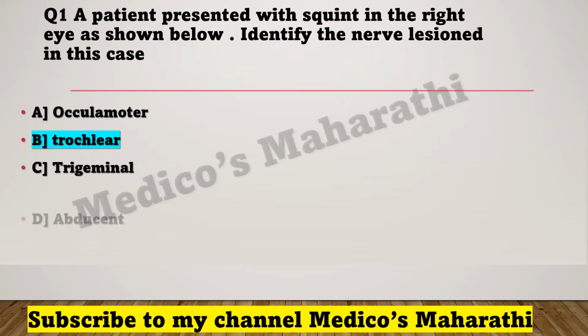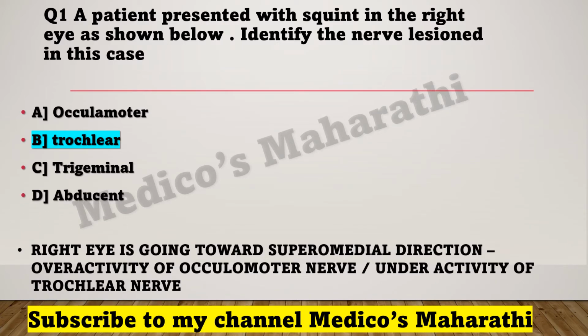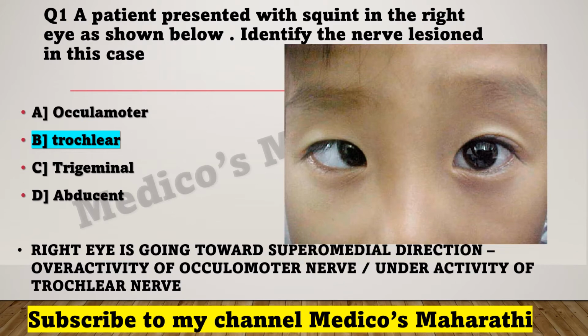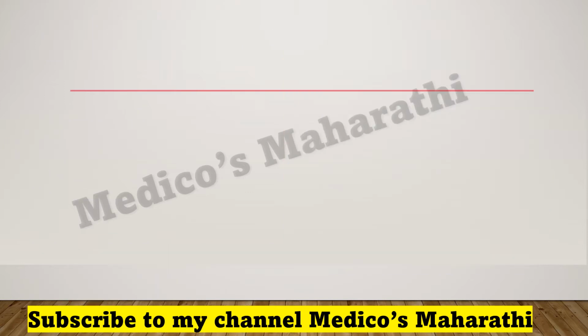Correct choice क्या है? B है. ठीक है, B क्यों है? क्योंकि the right eye is moving or going towards superomedial direction, and it is due to overactivity of oculomotor nerve, and this overactivity is under the control of trochlear nerve, or you can say under the activity of trochlear nerve. So that's why trochlear nerve is correct, for this superomedial direction movement of right eye. Okay, what is next case?